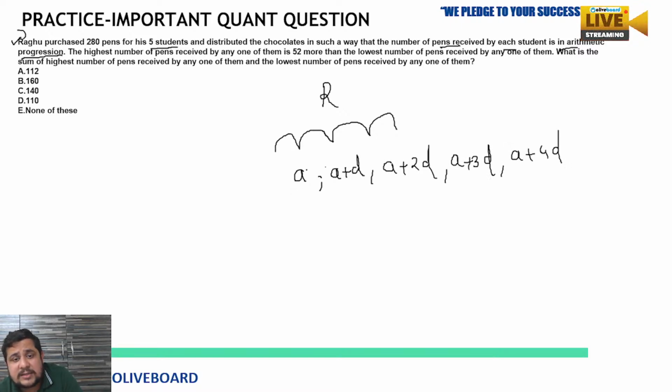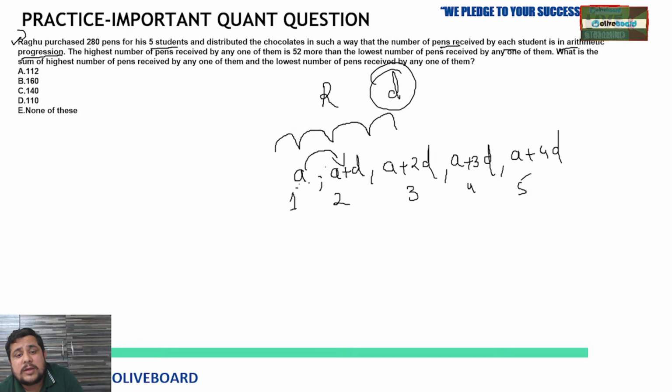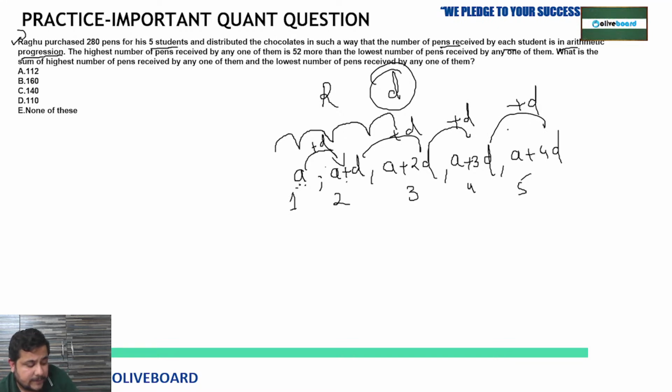Just check the difference here: from first student to second, second to third, third to fourth, fourth to fifth, it would be D only. If you check A plus D minus A, D is the difference. Then here also plus D, from here to here also plus D, and from here to here also plus D. Are you getting my point? Is this clear to all of you?